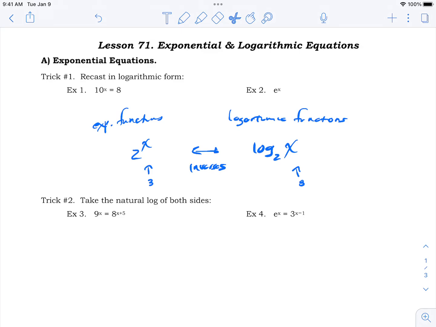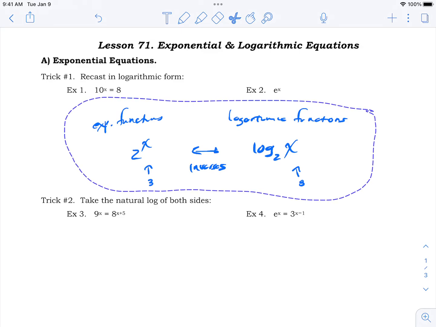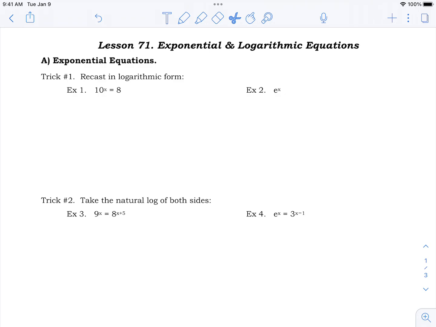Anyway, since they are so strongly related, it means kind of two things. For one thing, we're going to look at both exponential and logarithmic equations on the same day. But it also means that a lot of times we'll use logarithms to solve an exponential equation and vice versa. So we're going to see that in action right now. Let's start with exponential equations. I've got a couple different tricks you might use. One of the tricks, especially if you have 10 to a power or e to a power, is to just recast it in logarithmic form.